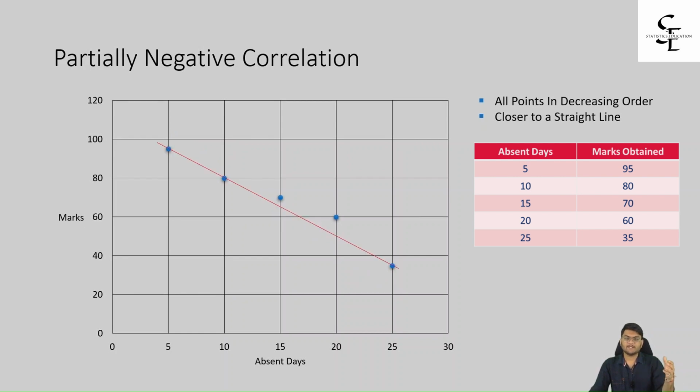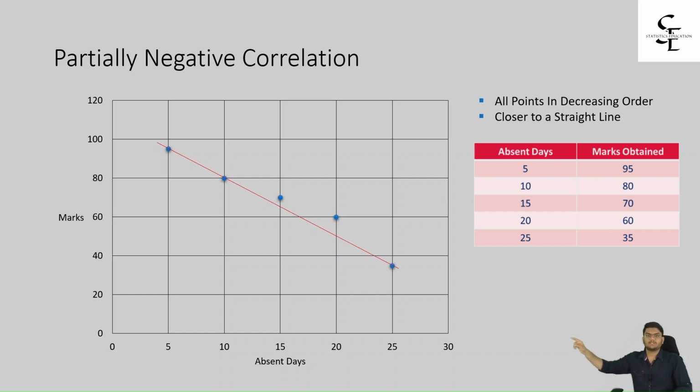In partially negative correlation, when one variable increases, the other variable tends to decrease, but not in a perfectly proportional or linear manner. The data points on the scatter diagram will generally trend downwards, but they won't form a perfect straight line. Now let's learn this with the help of an example.